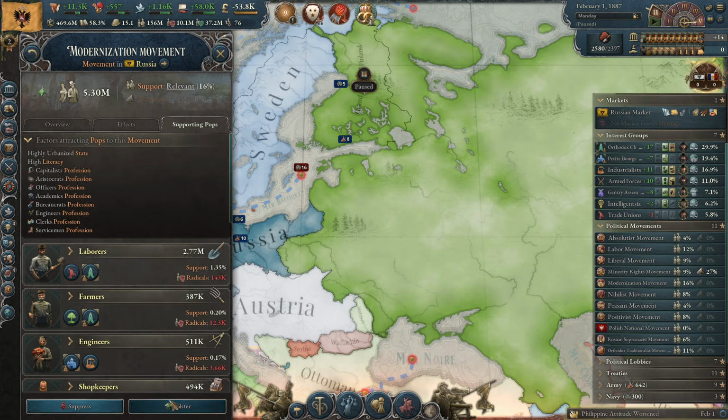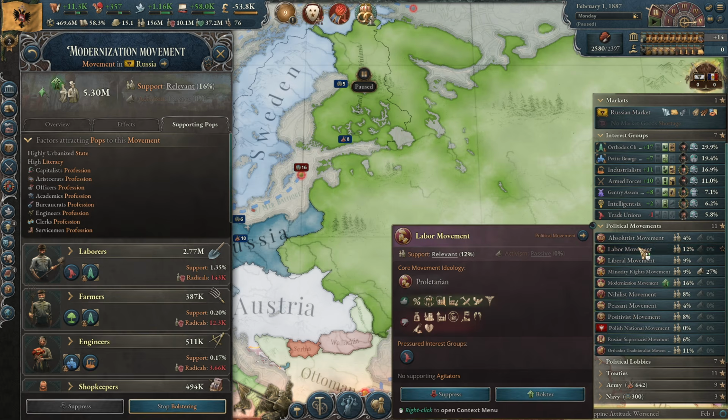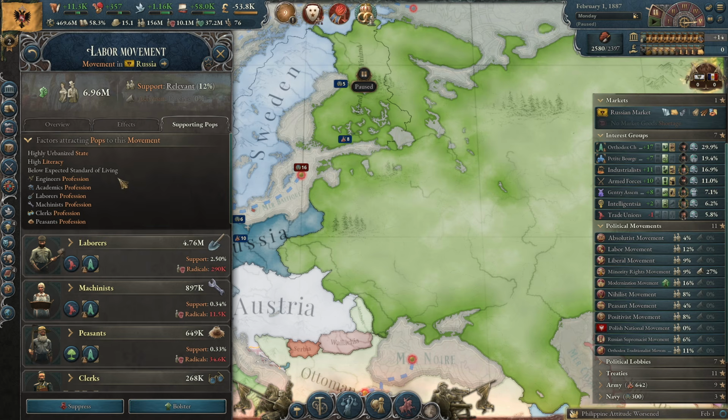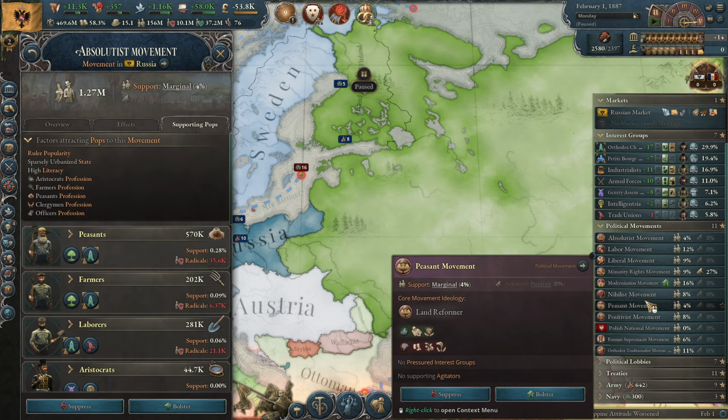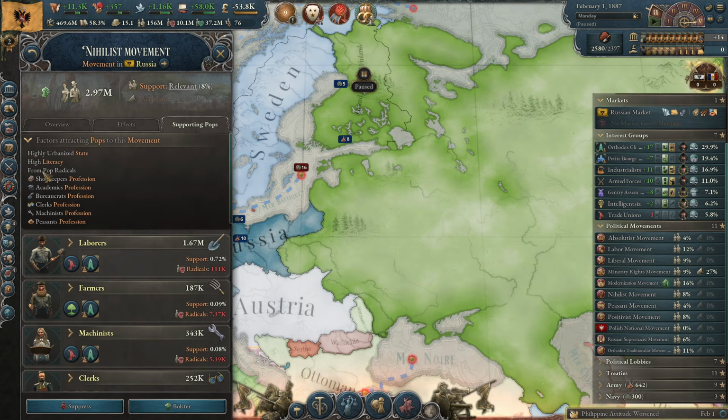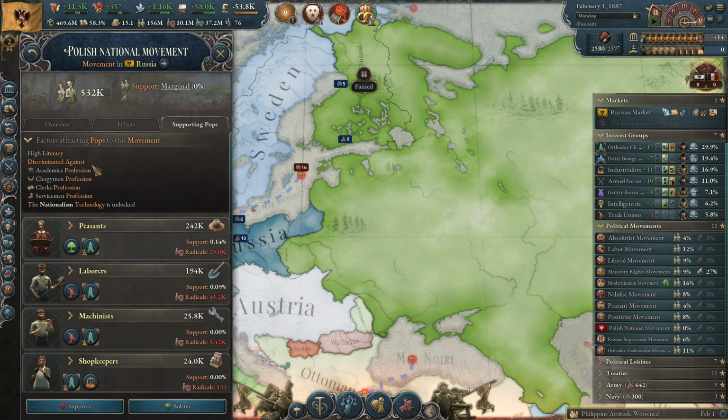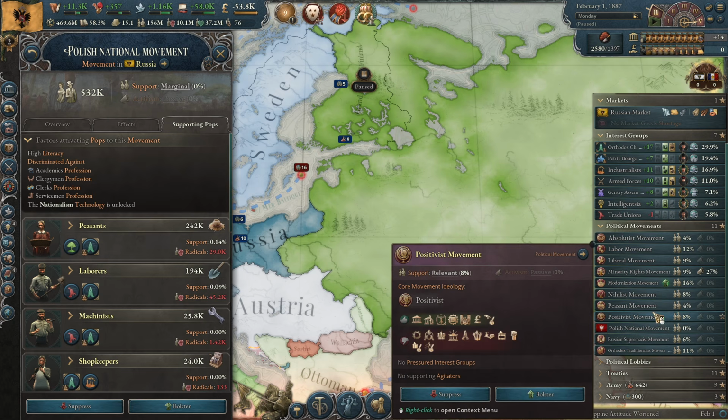The modernization movement can be because of high urbanization, literacy, and various professions. But if you go to the labor movement, it is also dependent on whether one is below their expected standard of living. The absolutist movement depends on the ruler's popularity. The nihilist movement depends on how many radicals you have, among other professions. Polish national movement, well, are we being discriminated against? Is nationalism unlocked? Are we Polish?